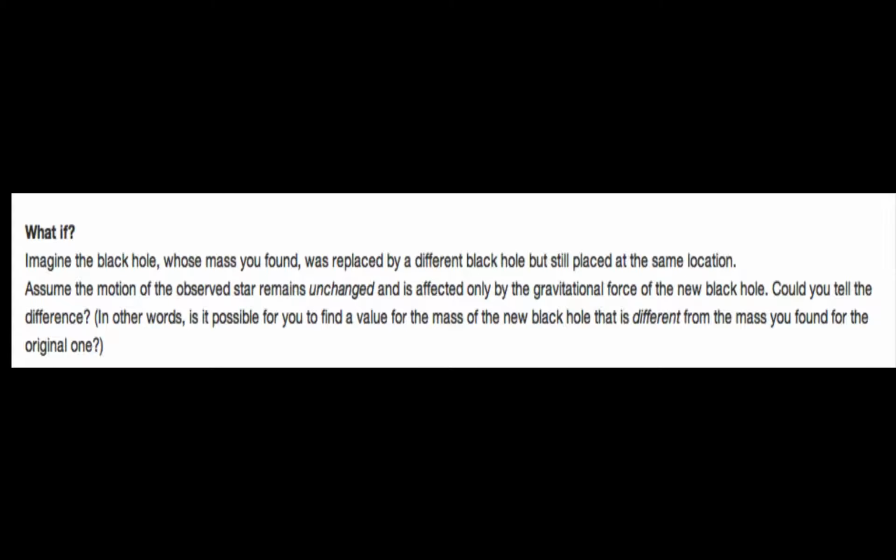Here is the question. Is it possible to find the mass of a new black hole that is different if the star motion remains unchanged? The answer is no. The motion data are unchanged. That means that the interaction is unchanged. So the net force will be unchanged and we'll get the same calculation for the black hole mass.